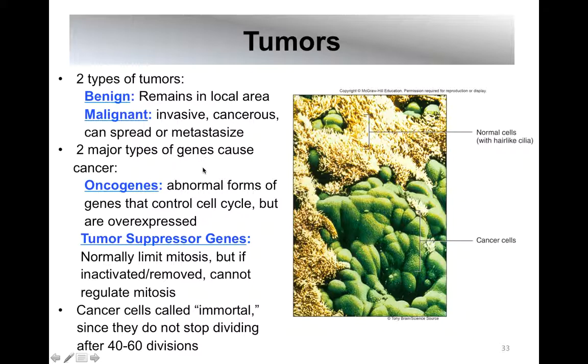There are two major types of genes that cause cancer. Oncogenes are when there's damage to genes that control the cell cycle, and that can cause cancer. And then tumor suppressor genes: if those are damaged, so they're inactivated through DNA mutation or they're taken out completely, then they can't regulate mitosis.